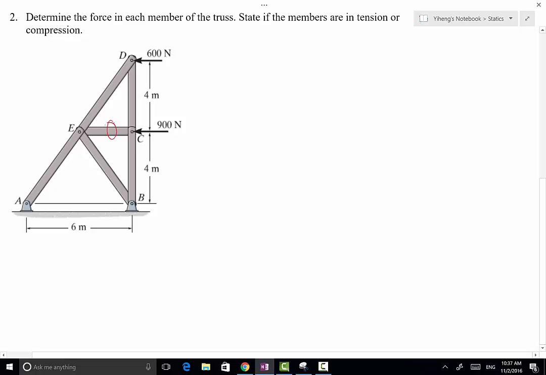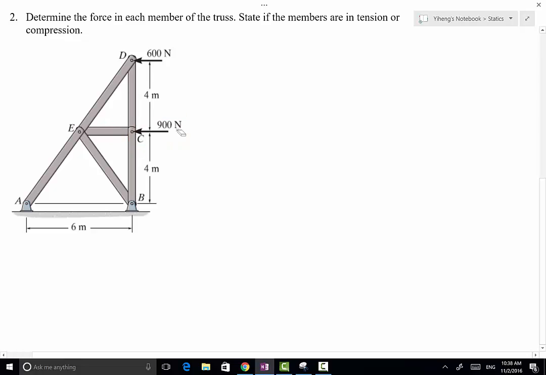Member CE is the one that looks most likely to be a zero force member because it is at an angle with two collinear members. However, it is not a zero force member because of this force right here. So we have an additional force acting at point C. For that reason, you cannot say that member CE is a zero force member.